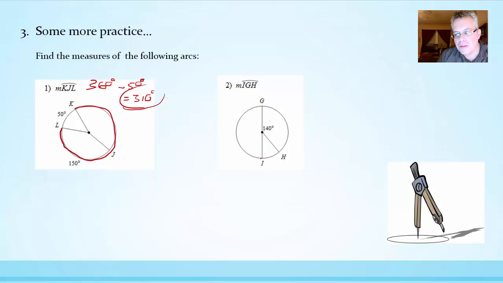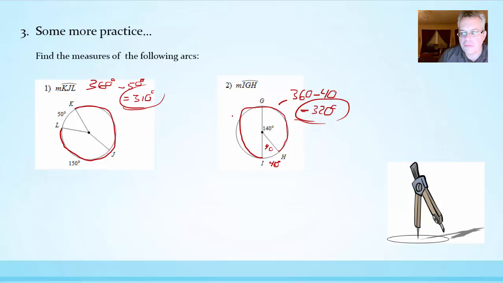Okay, right here, IGH. Where are you? IGH. All right, that's all the way around except for this part. Well, I can figure out what this is. These two add to 180, so this is 40, this is 40, and the arc I want is everything but that. So it's going to be 360 minus 40, which is 320. Okay, it's almost all the circle, but except for 40 degrees of it.